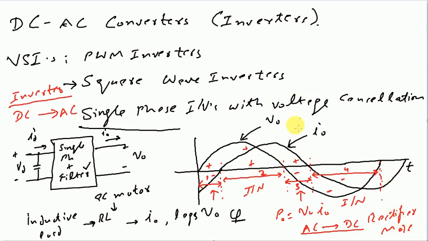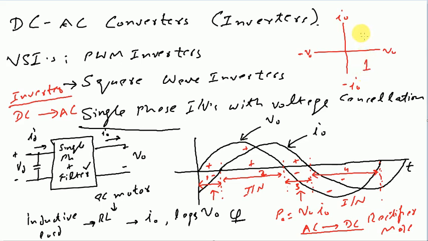Okay, so if we just have a plot of the respective quadrants of V0 and I0, this will be minus V0 and this will be minus I0. So we can see over here that during the first subinterval the V0 is positive but I0 is negative. So it will be somewhere over here.